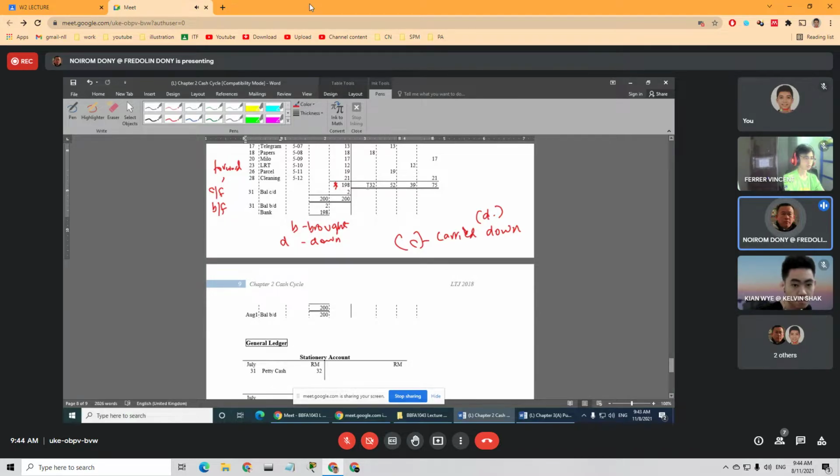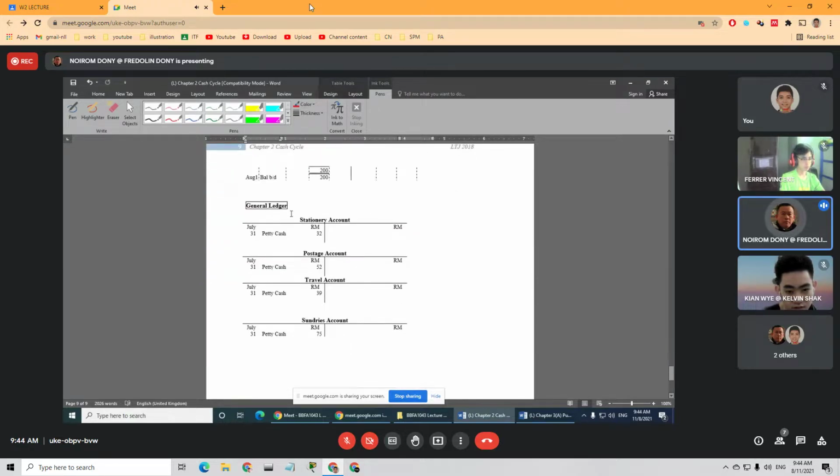So just now we have stationery. This is stationery. So we take the total only. And then we have postage. Okay, we open up postage account. And then we have travel, 39. And the last one is, what is this? Sundry. Okay, so we open up stationery account, postage account, travel account, and sundry account, then complete the double entry.